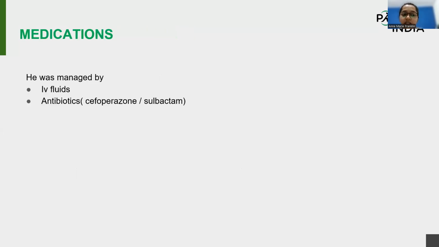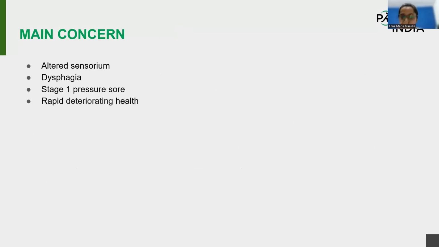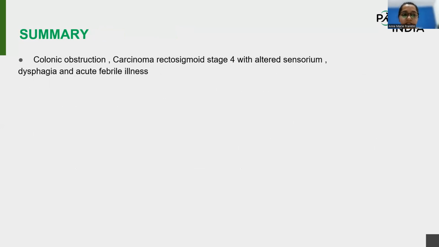Currently he's on IV fluids, antibiotics, and stool softeners. The major concern is altered sensorium and dysphagia. For the last 2 weeks, he's completely bedridden, so there is a stage 1 pressure sore. The family is managing with mupirocin ointment. Rapid deteriorating health is also a major concern. Next slide, please. Summary: colonic obstruction, carcinoma rectosigmoid stage 4 with altered sensorium, dysphagia, and acute febrile illness.